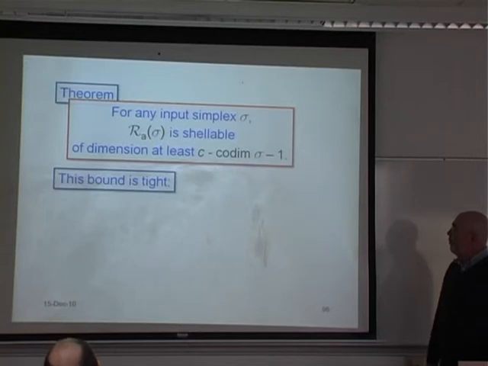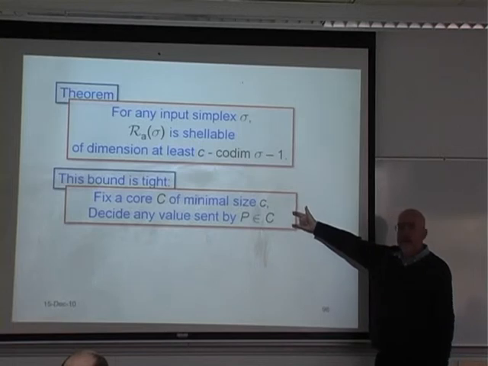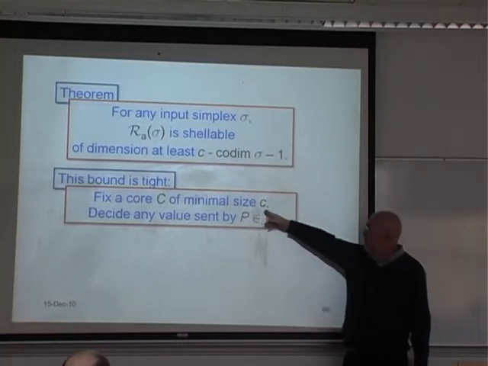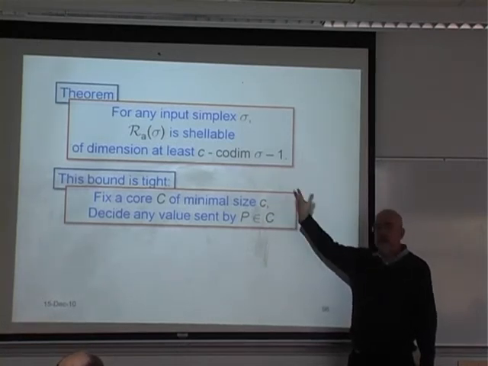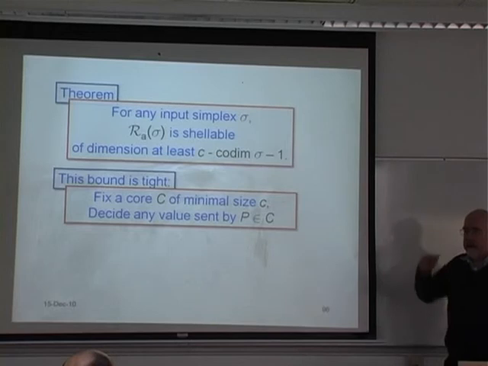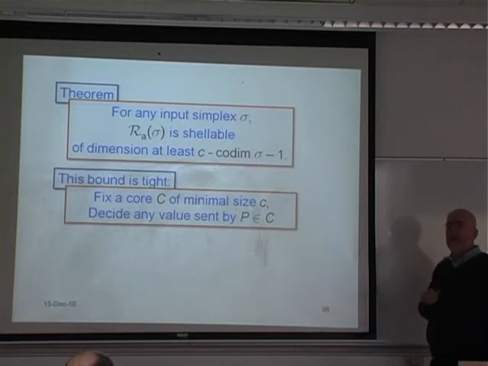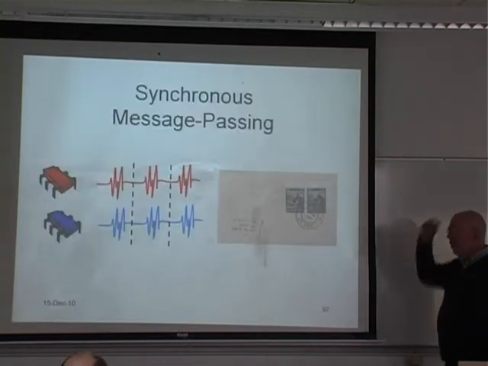So anyway, this bound is tight. Why is it tight? Find a core of minimum size C, and wait till you hear from one of them, and decide that value. C different messages might go out. They might get delivered in different orders. As soon as you hear one, you decide that. That's a C set agreement. So that's a tight bound. You can do C set agreement in one round. You can't do C-1 set agreement in any finite number of rounds. Okay, so that was the easy one.